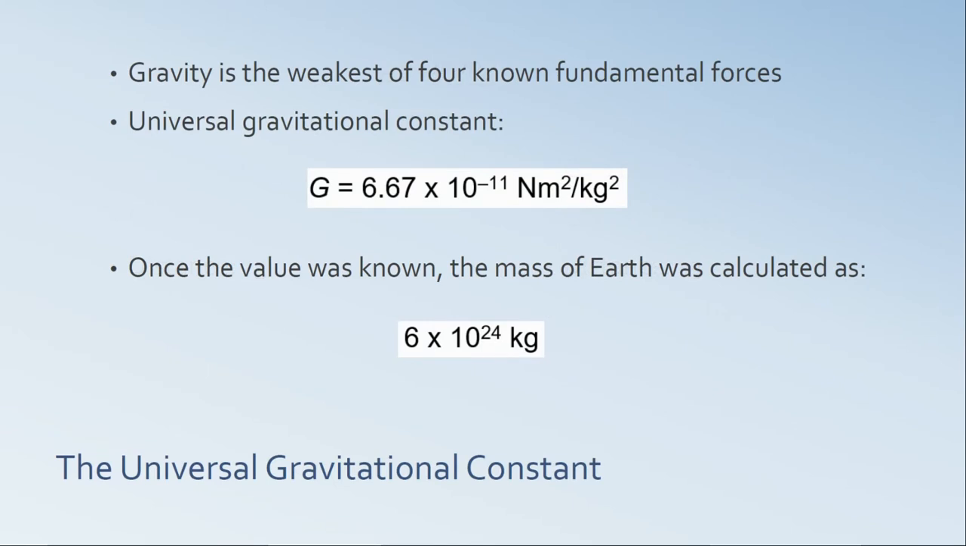So this force of gravity that attracts bodies to each other is actually the weakest of the four known fundamental forces. And the four fundamental forces are gravity, which we're talking about in this presentation, the electromagnetic force, which we'll talk about later on in this term, and then the strong and weak nuclear forces that act on a subatomic level. But all three of those forces are much stronger than gravity.